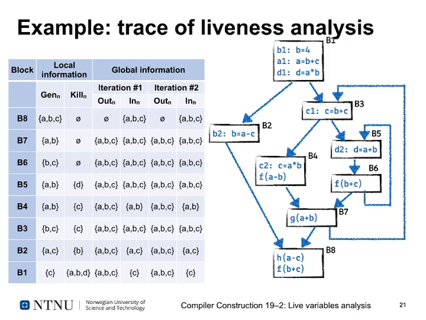So, for example, in B8, we have a gen set of A, B, and C. So we're using A, B, and C here. And in B7, for example, we have A and B, or in B2, for example, we would have A and C. Accordingly, we have kill sets. For example, in B8, we are not assigning anything to variables here, so our kill set is the empty set here. Or in B2, we're assigning something to B, so our kill set of B2 is just our variable B here.